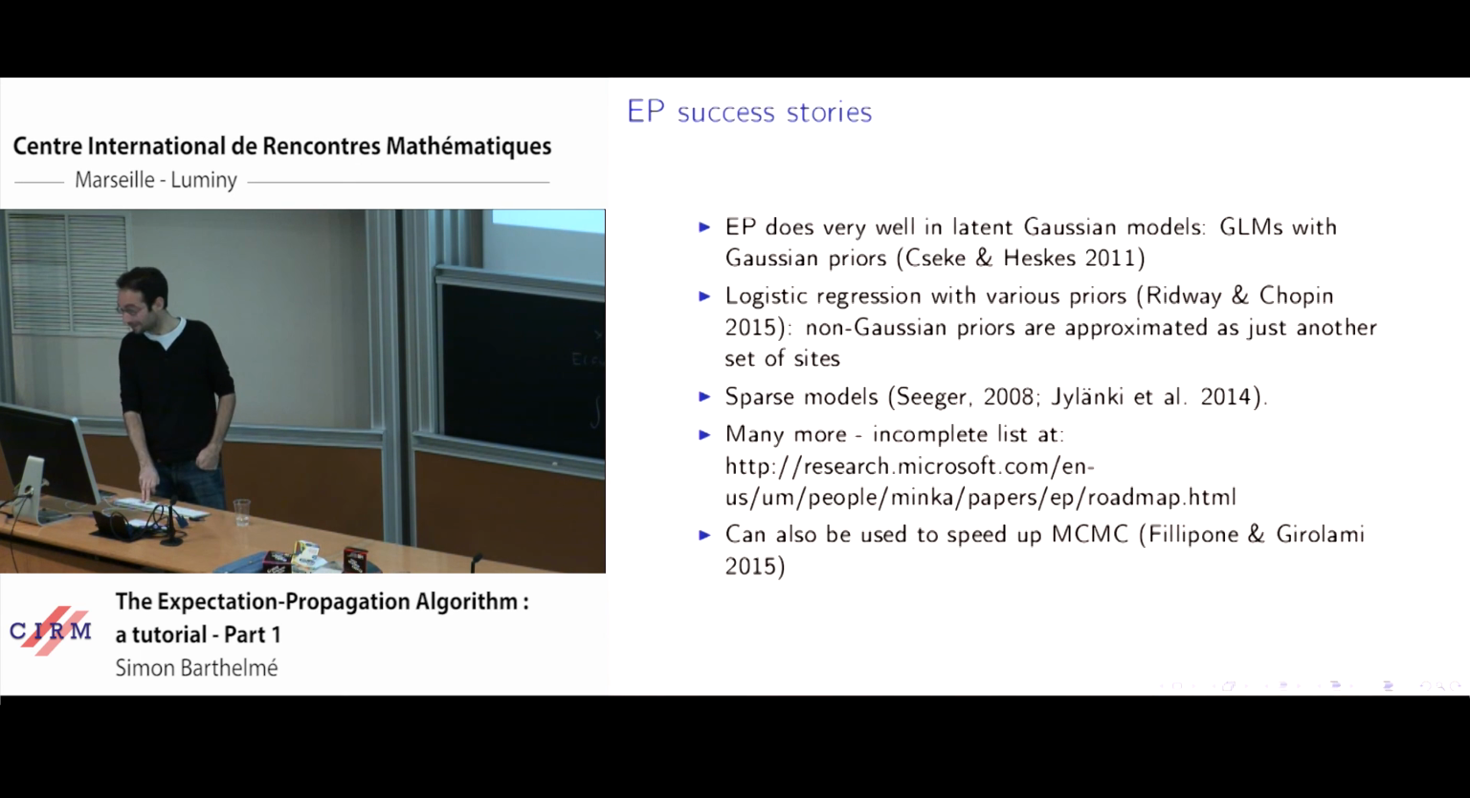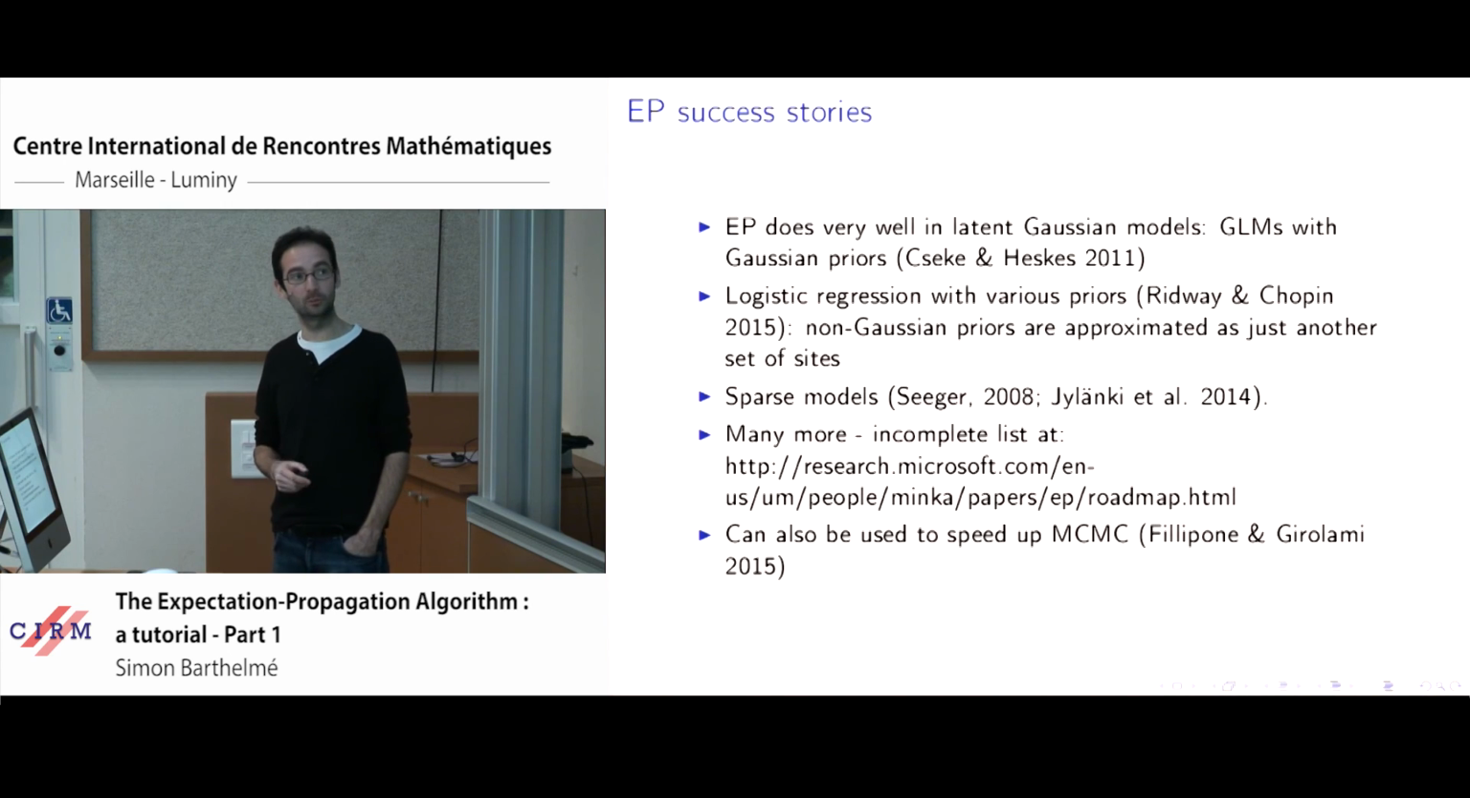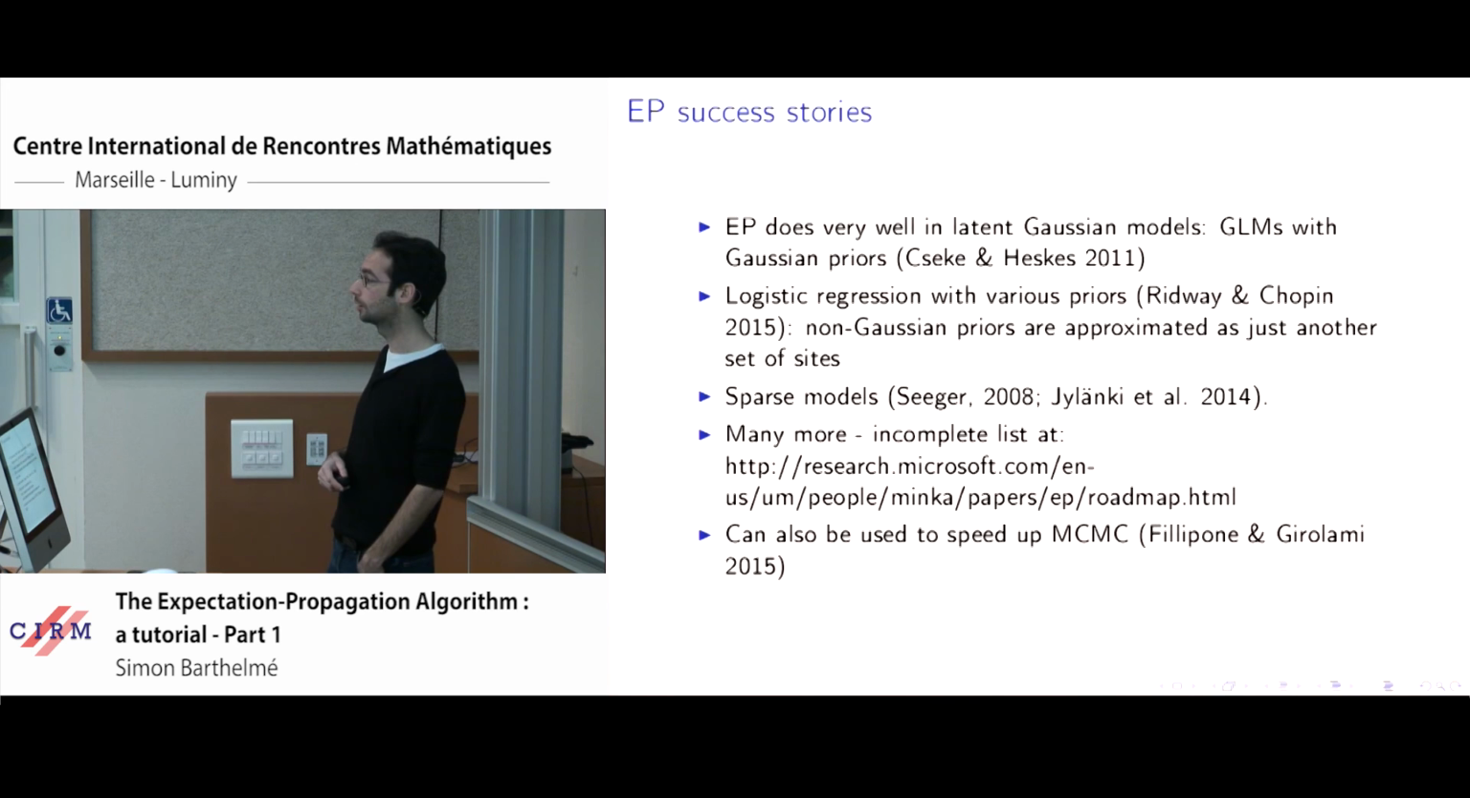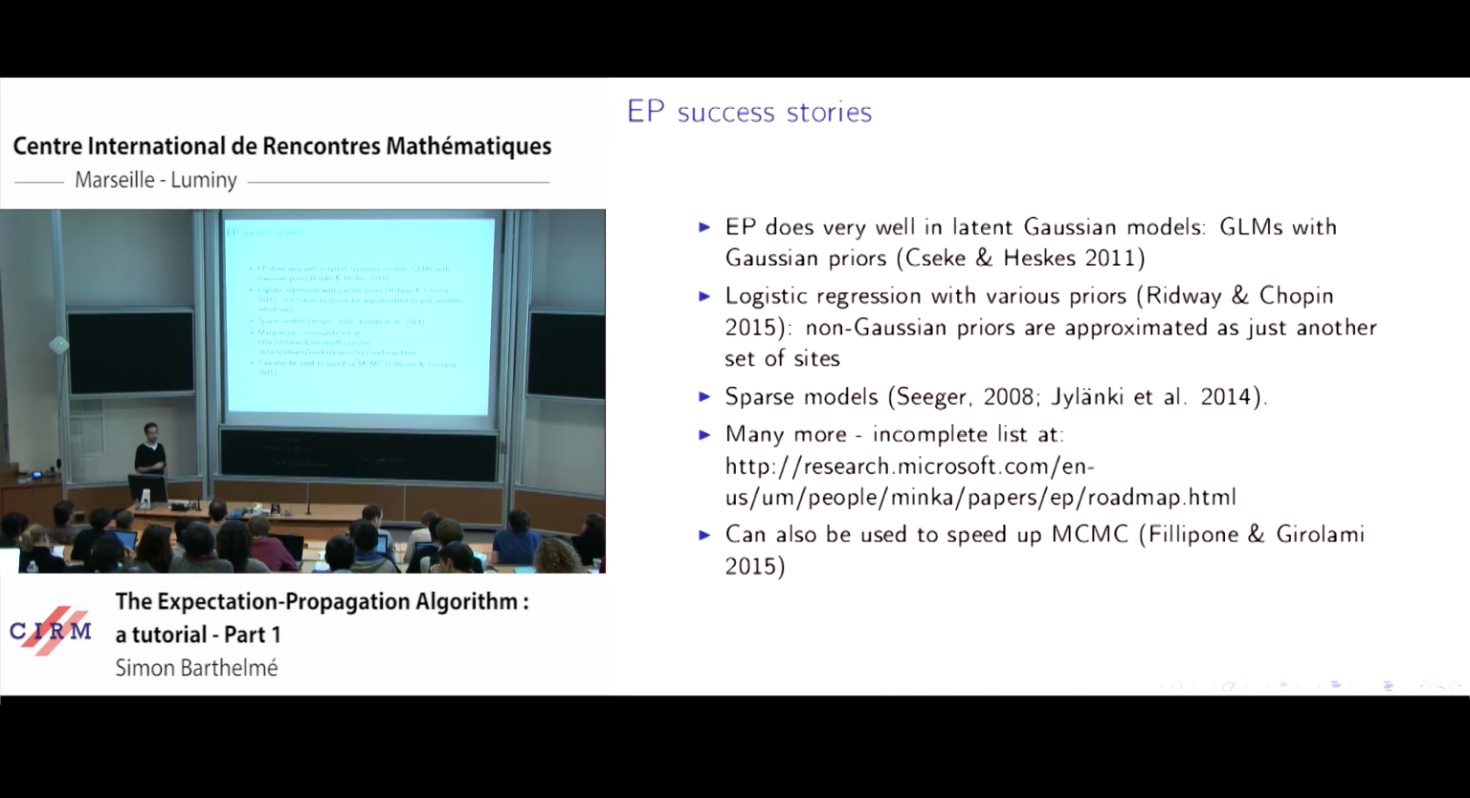Okay, so oh yes, one last thing that would be interesting to people here is that EP can be used to speed up MCMC by quite a lot actually. One thing that was mentioned by Nicolas is that you can use EP as your basis for doing importance sampling. The approximation is good enough that you can just use it as a basis for importance sampling.